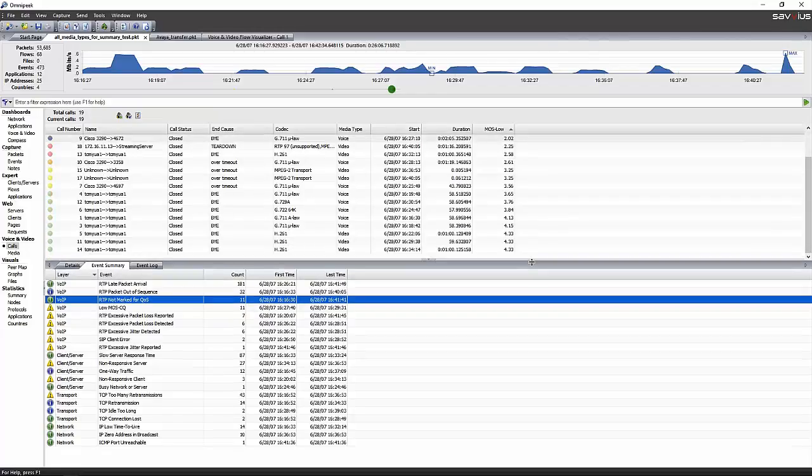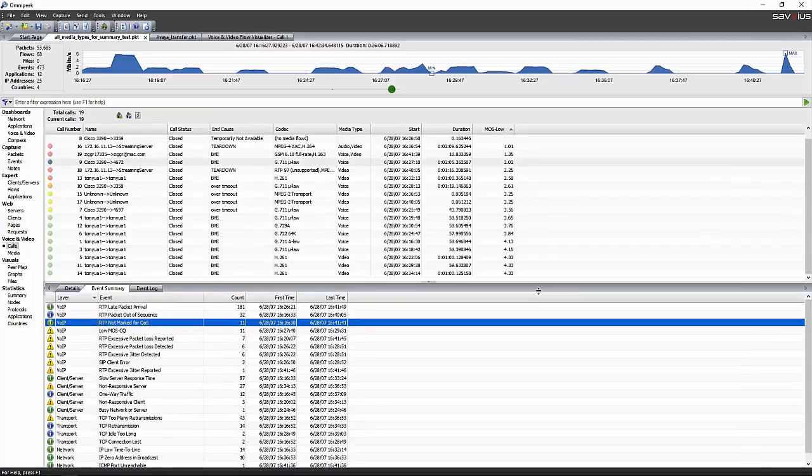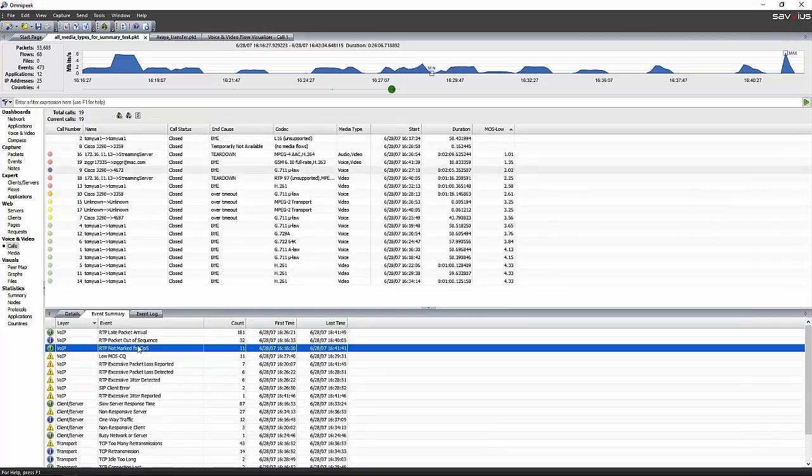find exactly where that call is, which calls are not marked for quality of service. So it allows us to very, very quickly zoom in on particular issues.